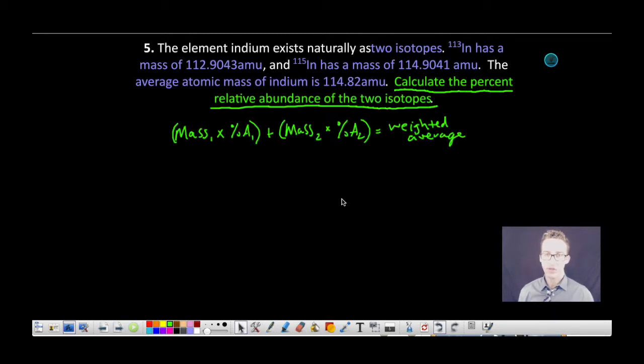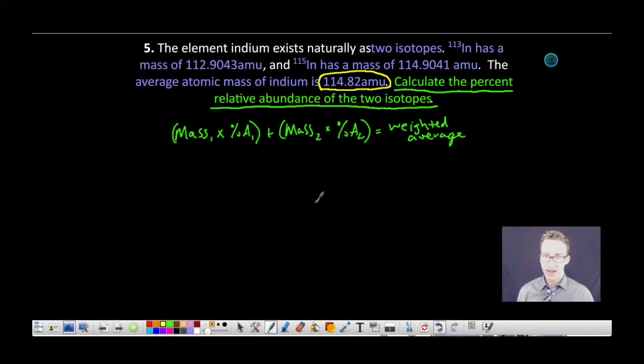But the trick in this problem is that we are given the weighted average. We are told what the weighted average is. We're told that it's 114.82 AMU. This time we're asked to calculate the relative abundance of each of the two isotopes, which is where the tricky part comes into play.